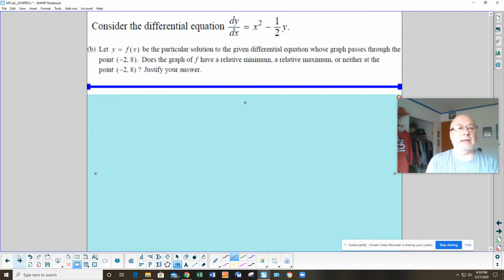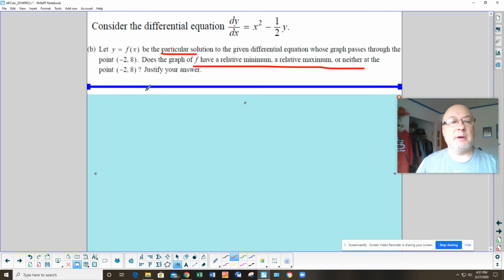So moving on to part B. Let y equals f of x be a particular solution to the given differential equation above. So that just tells you that there's an original function y, which can also be called f of x, whose graph passes through -2, 8. Does the graph of f have a relative minimum, maximum, or neither, and justify?